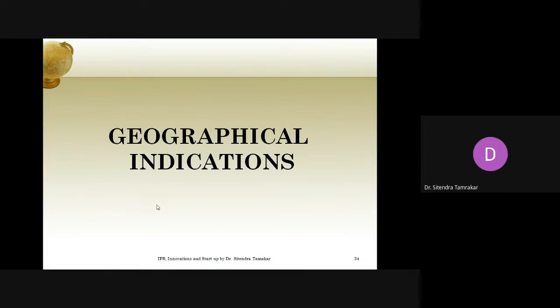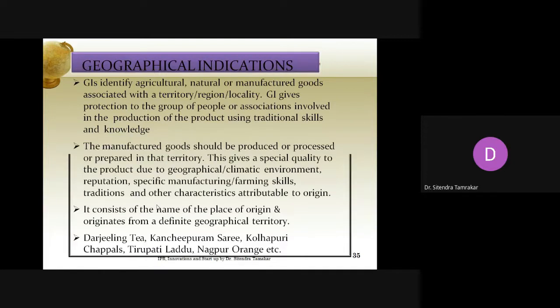So what are GI, or geographical indications? Basically, it protects or identifies agricultural, natural, or manufactured goods associated with a territory, region, or specific locality. GI stands for geographical indications, and usually we call them GI tags.